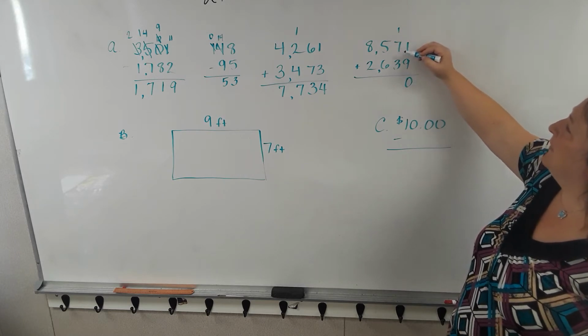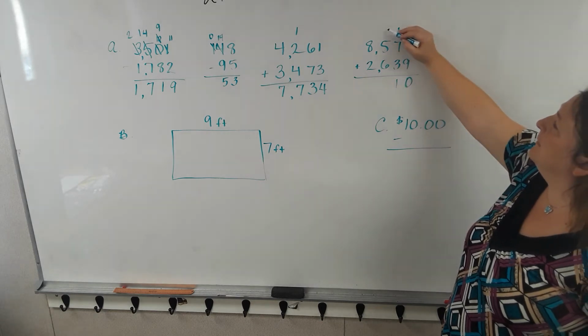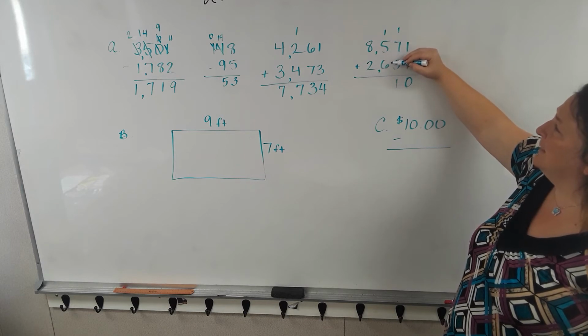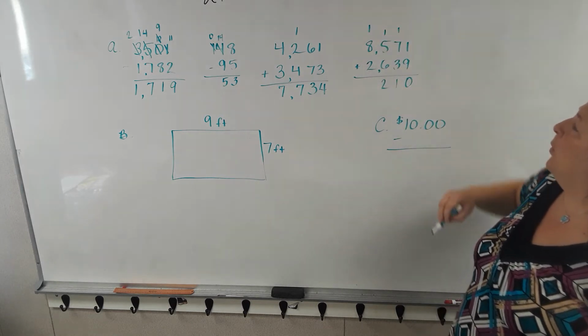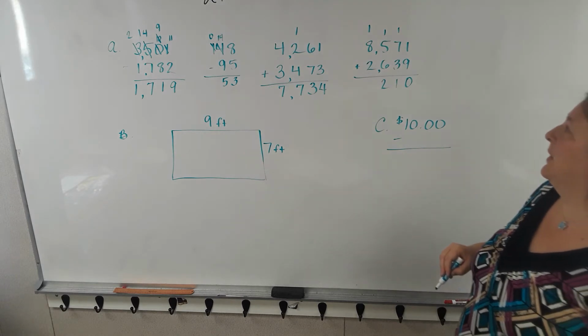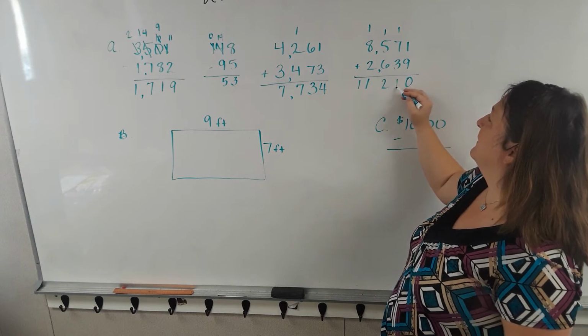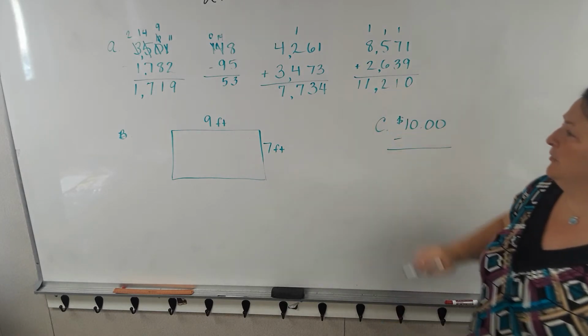1 plus 7 plus 3 equals 11. 1 plus 5 plus 6 equals 12. 1 plus 8 plus 2 equals 11. Ones, tens, hundreds, comma. 11,210.